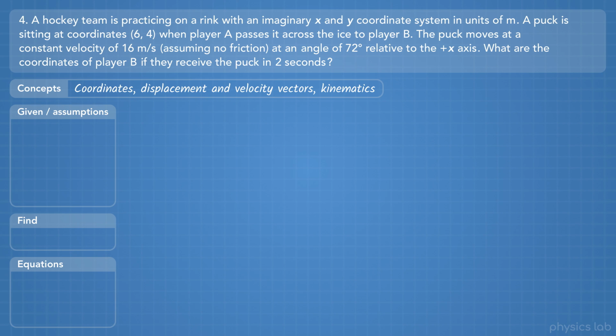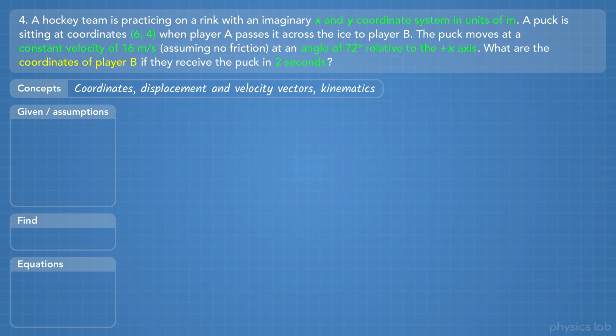So what's happening in this problem? We're working with coordinates, a velocity vector, and there's time involved. We have a hockey puck that starts at some initial position, then it moves with a constant velocity vector for a period of time, and ends up at a final position. Let's read through this again, draw a picture, and write down the important information.